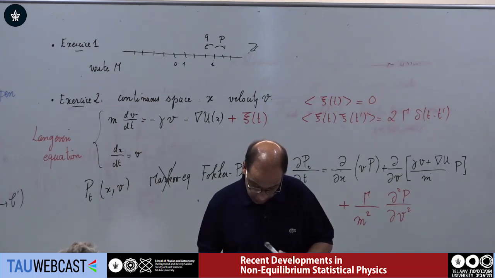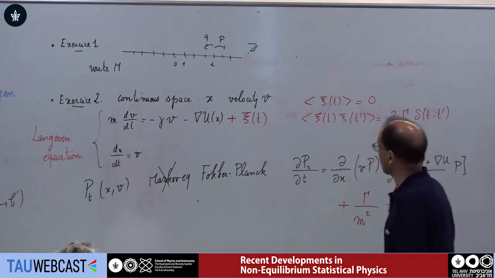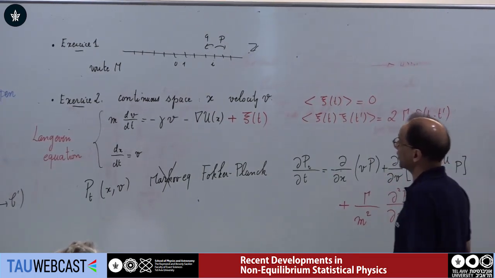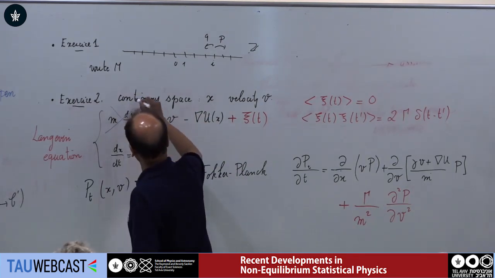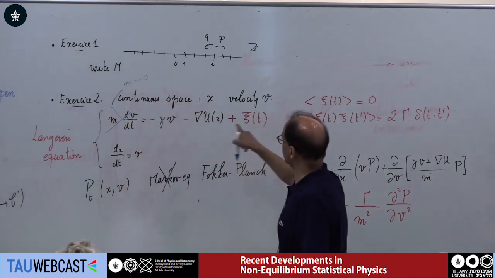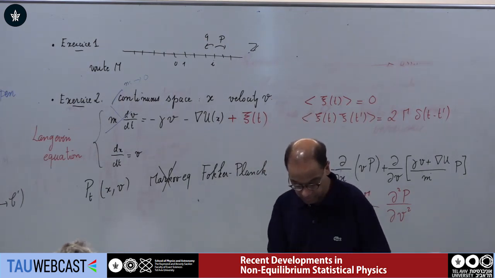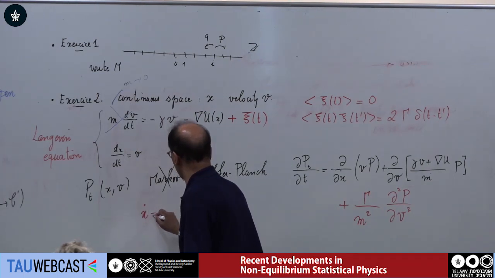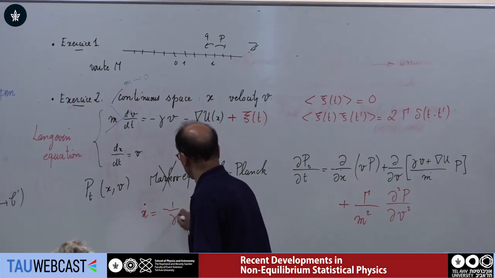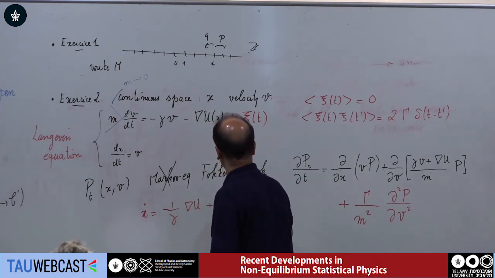So, often, imagine that many people are familiar with that. This is just another framework. In many, many cases, you neglect inertia. So m is 0. And then you get a first order equation. You just say that v is x dot. So you get a first order Langevin equation. If I substitute that, I will have x dot is minus 1 over gamma gradient U plus 1 over gamma psi.